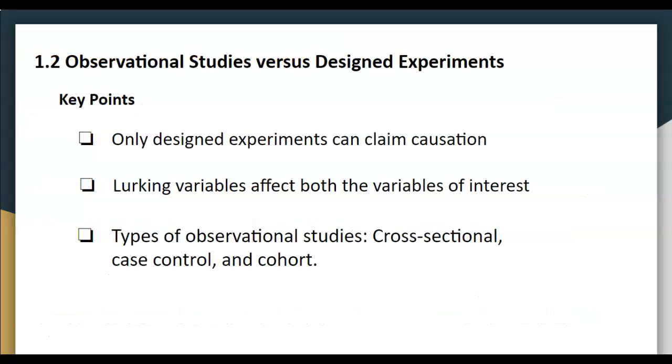So to summarize this section, observational studies versus design experiments, some of the key points that we talked about is that only design experiments can claim causation. This is very important. The reason is because of the lurking variables that can affect both variables that we are interested in. And then we have observational studies. The types of observational studies: cross sectional, case control, and cohort.